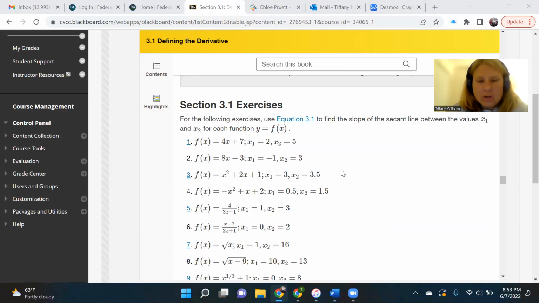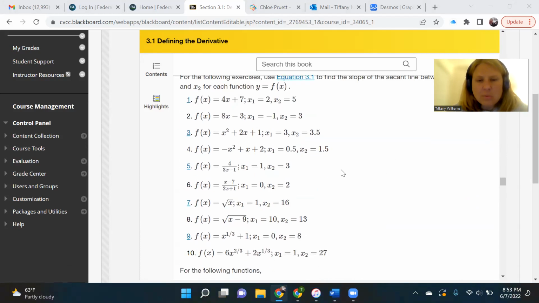So number 3 is kind of boring though. Let's do 9. 9 is not as boring. So number 9, we've got f of x equals x raised to the 1/3 plus 1, where x1 is equal to 0, x2 is equal to 8. So that's your a and your b values.